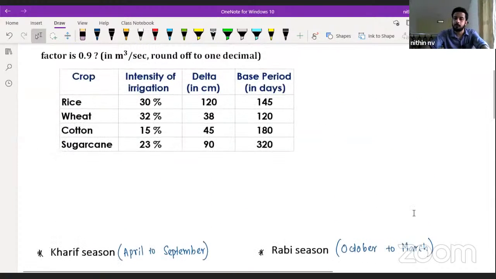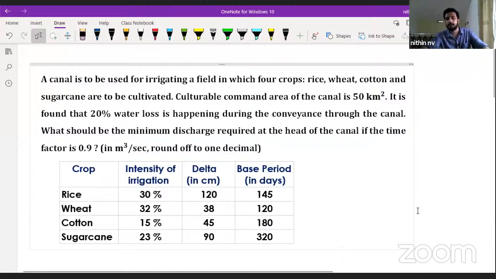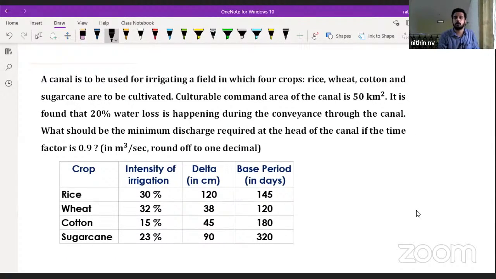Now go back to the question and take the data, properly check the data. They have given intensity of irrigation, delta and base period of 4 different crops which are cultivated. So properly remember the examples so that we will be able to take the proper combinations. So take down the data fast. I'm giving some time for taking the data.